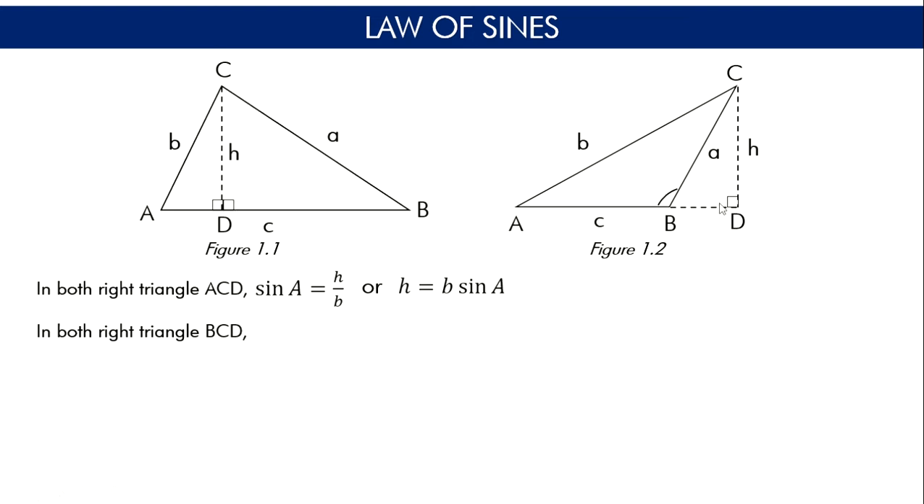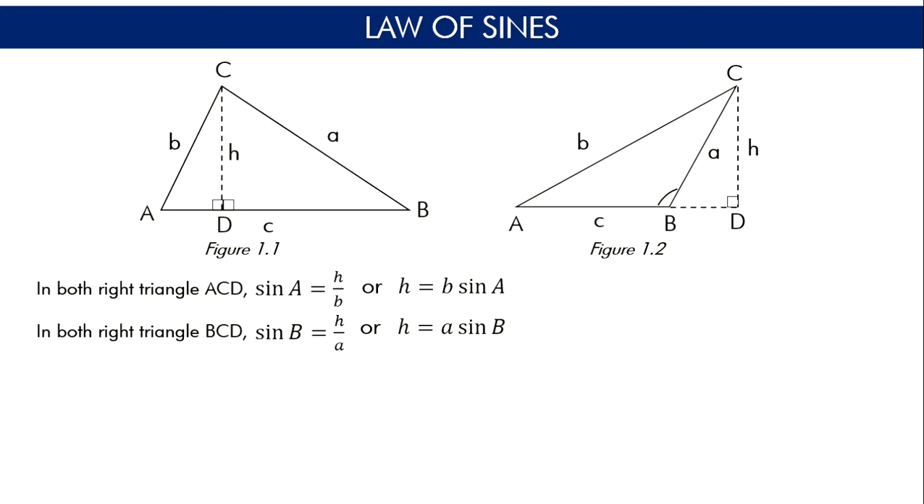Also, in both right triangles BCD, we can have another relation for sine B. Sine B here is h over a. In triangle BCD, our opposite is h and the hypotenuse is a. We can cross multiply this and obtain the value of h, which is a sine B.